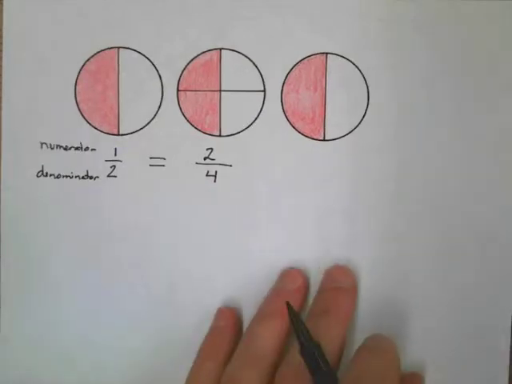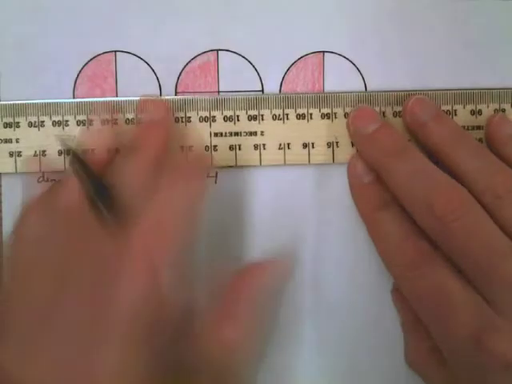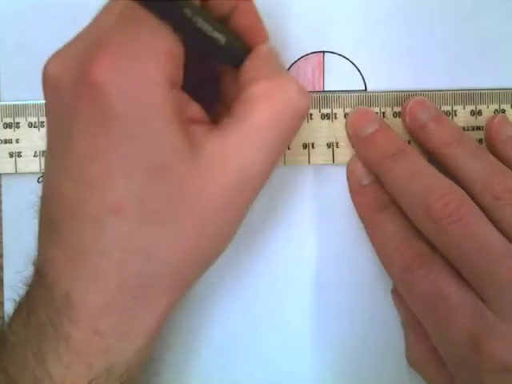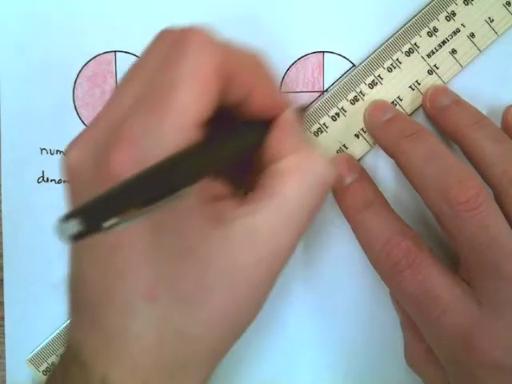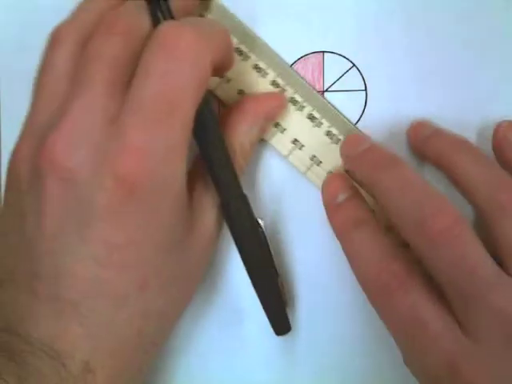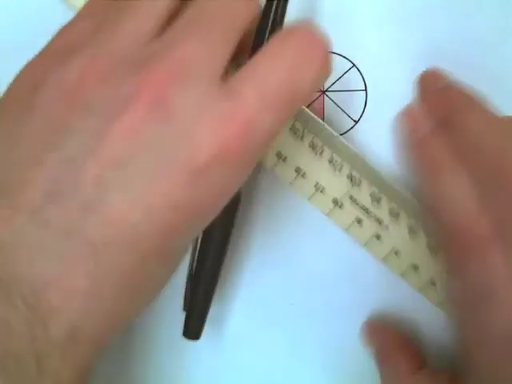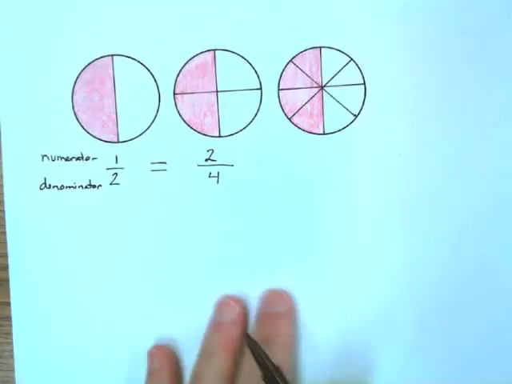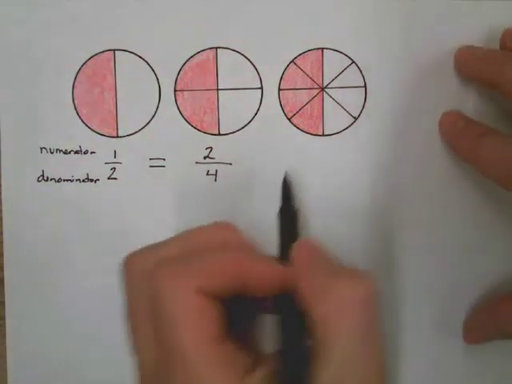I could also look at this another way. I could cut this horizontally, and then I could also cut it diagonally this way and diagonally this way. And now those should be equal pieces. They're not exactly, but those should be equal pieces.